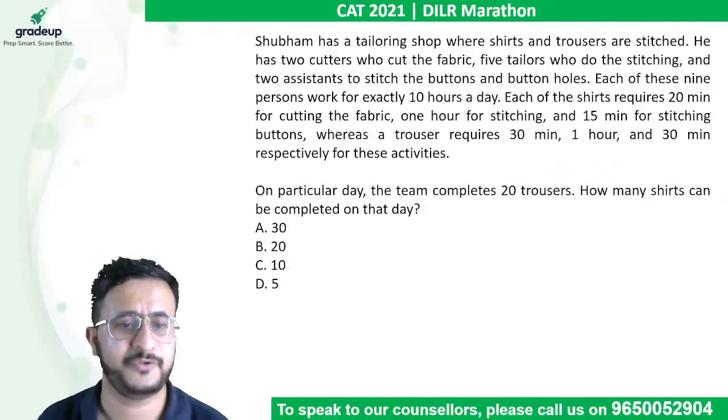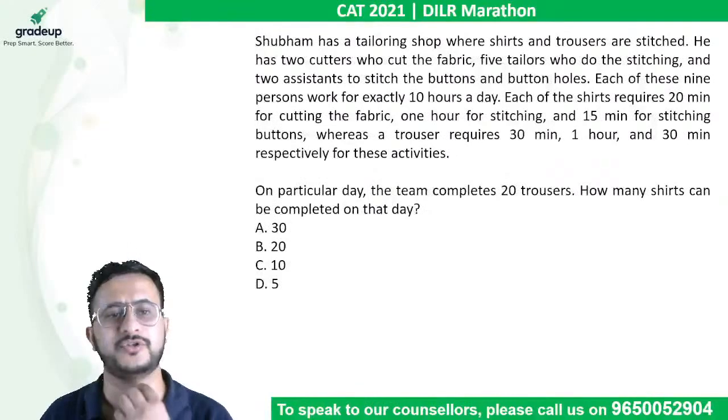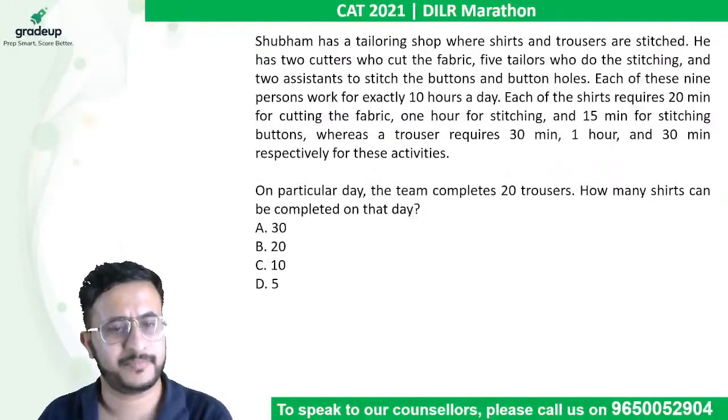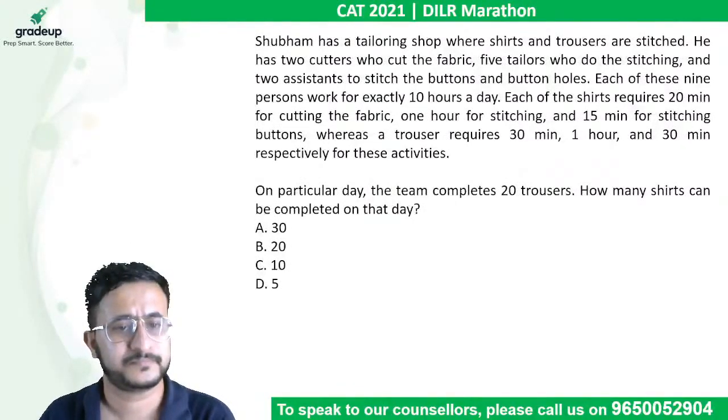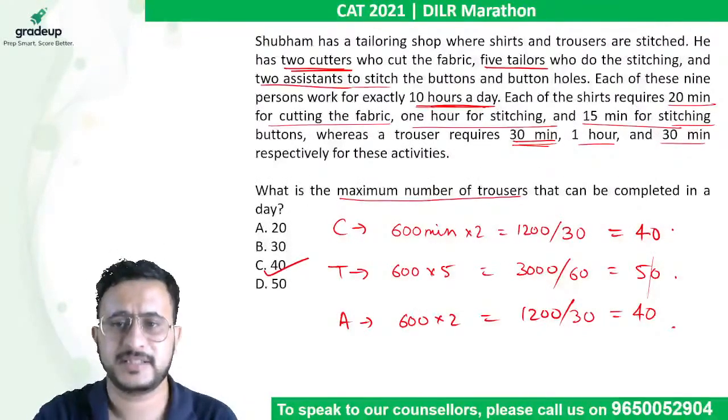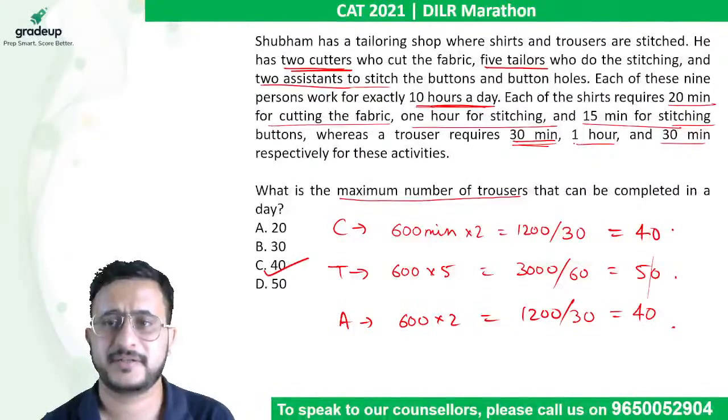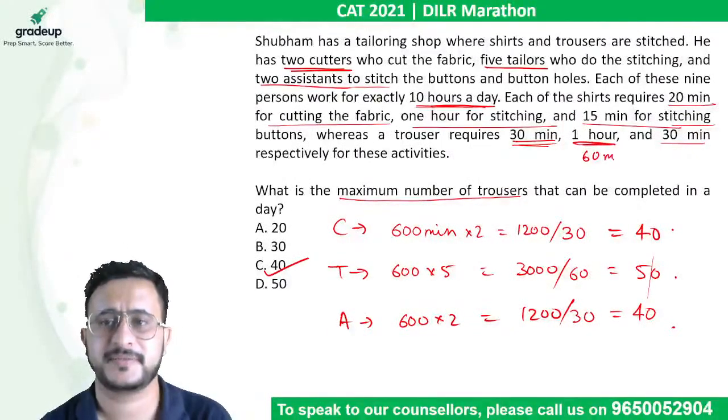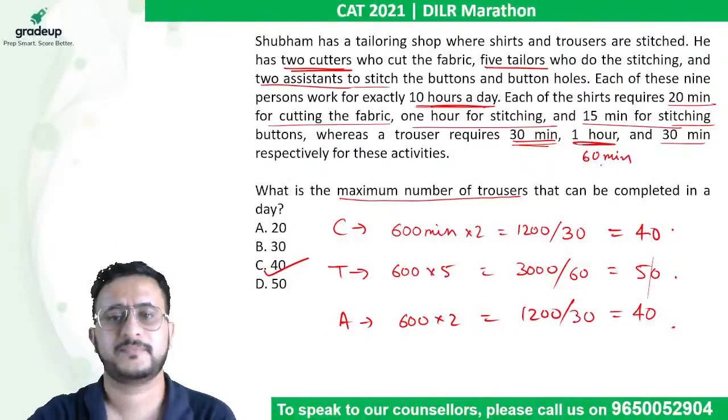If you don't have those trousers cut, how can you sew them, right? ठीक है, 60 कैसे आया, 60 क्या आया था, this one, this is 1 hour, 1 hour means 60 minutes.